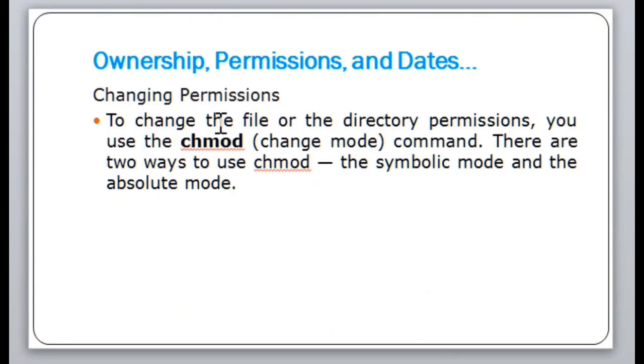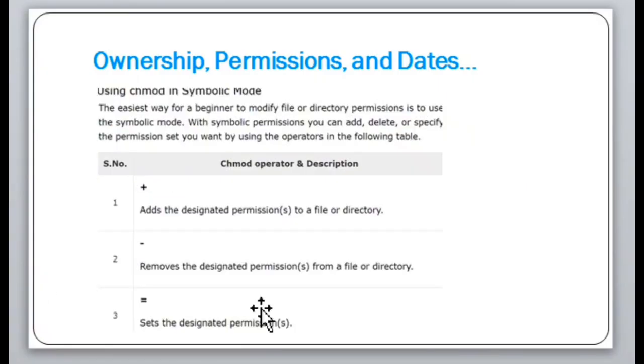So, to change the permissions, or to change the file directory permissions, use the chmod command. There are two ways to use chmod: the symbolic mode or the absolute mode. Let's take a look at the symbolic mode here. So the easiest way for a beginner to modify the file directory permissions is to use the symbolic mode. With symbolic permissions, you can add, delete, or specify the permission set you want by using the operator.